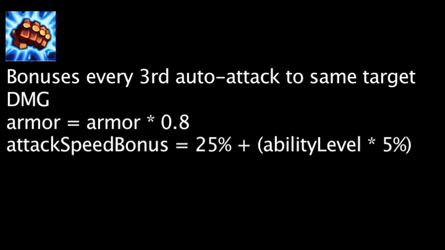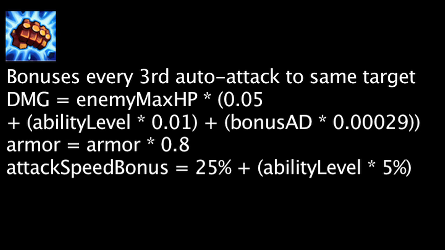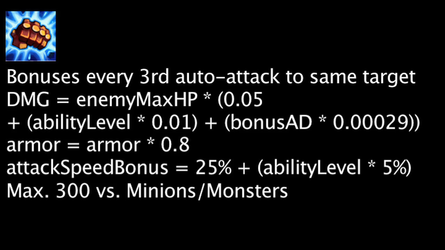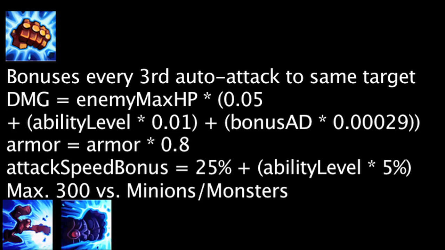The physical damage dealt will be equal to the target's maximum health times 0.05 plus the ability's current level times 0.01, plus Vi's bonus attack damage times 0.00029. Denting Blows will not deal more than 300 damage to a minion or monster. Vault Breaker and Excessive Force will also apply Denting Blows.